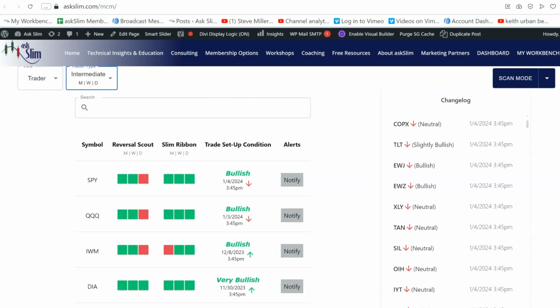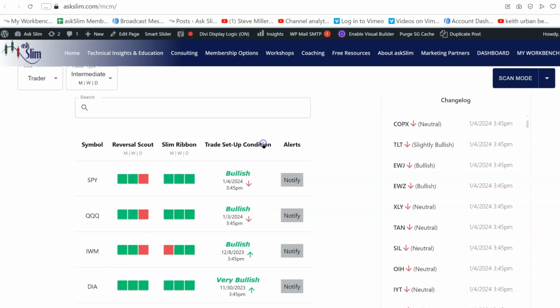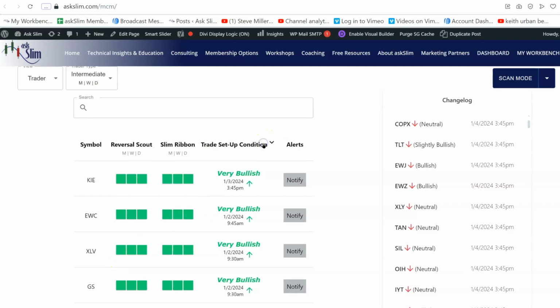So this is fantastic. I'm going to go back to the intermediate over here, and we have a lot of symbols in here, all of the widely held ones that you use, so you can scroll to see the most positive and most negative as far as conditions go. You can see the top 4 bearish ones I'm going to show you: Starbucks, corn, soybeans. So we have negative conditions in those grains that are falling very hard. And just the top 4 here that we'll look at: KIE, EWC, XLV, and Goldman Sachs is the only stock showing up there.